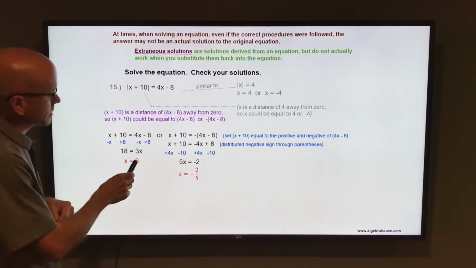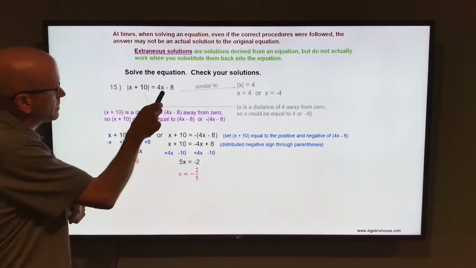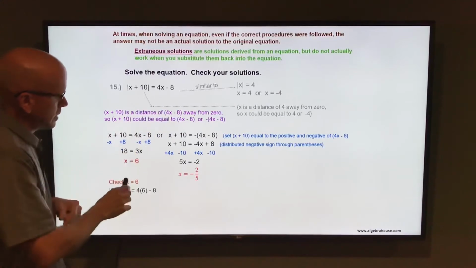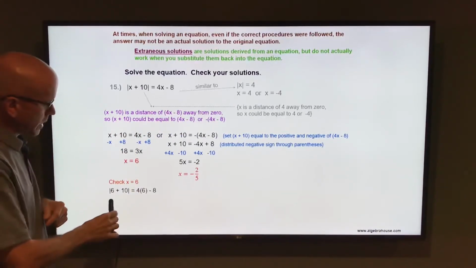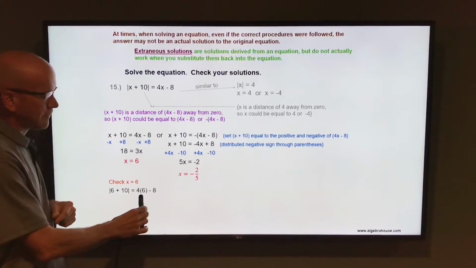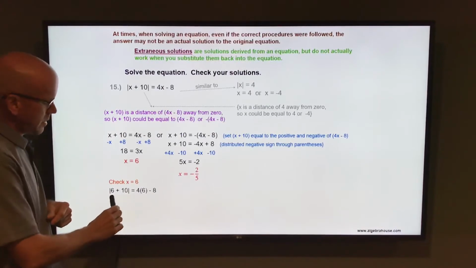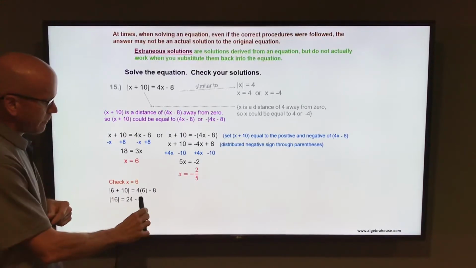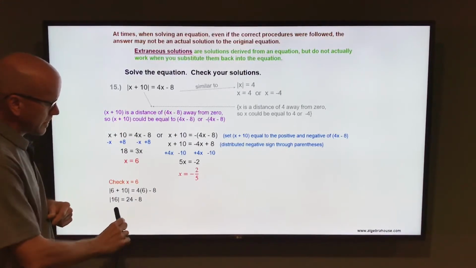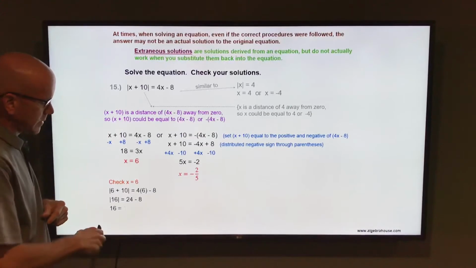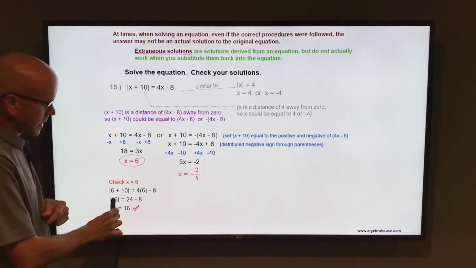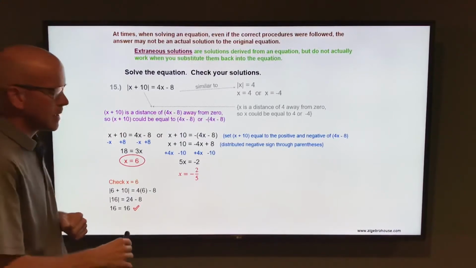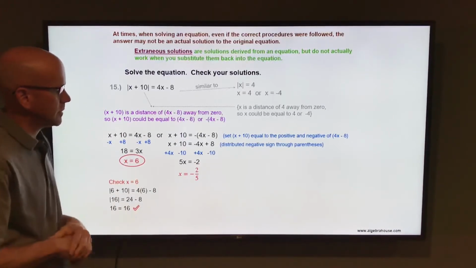So what we need to do is substitute those back in. I'm going to take that 6 and substitute it back into the original equation for x. So go back to the original equation, replace each x with a 6. If you do that, you have the absolute value of 6 plus 10 is equal to 4 times 6 minus 8. On the left side, the absolute value of 6 plus 10, that would be the absolute value of 16. 4 times 6 on the right is 24. 24 minus 8 on the right side, that is 16. So the absolute value of 16 is 16. We get 16 equals 16. That's a true statement. That means that x equals 6. That is a solution.